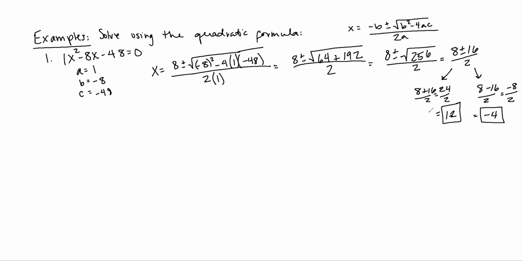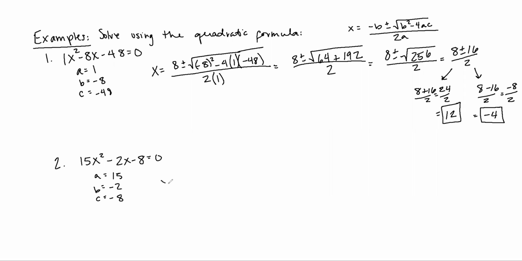Okay, now let's take a look at another one where the answers might not be quite as nice. Number 2, we're given 15x squared minus 2x minus 8 equals 0. So again, I'm going to write out a, b, and c. a is 15. b is negative 2. c is negative 8.